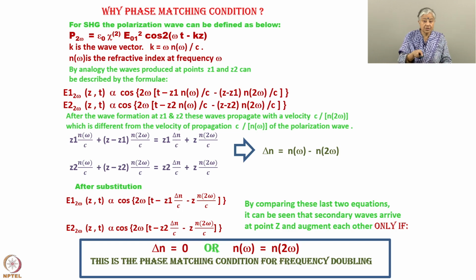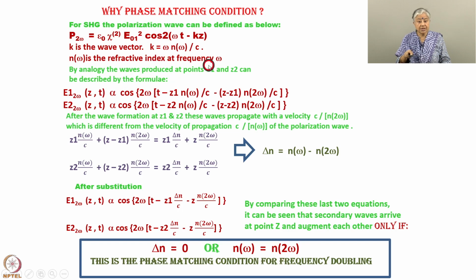If you go back 2-3 slides, you will come across this formula which we have seen before. P at 2 omega, that means double the frequency, is given by epsilon 0 chi 2, it is a second order occurrence, and this is the amplitude E01 and cos 2 omega t minus kz. K is the wave vector given by omega n by c, and n is of course the refractive index at frequency omega.